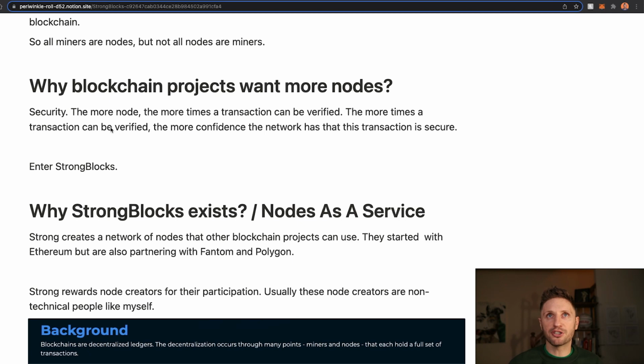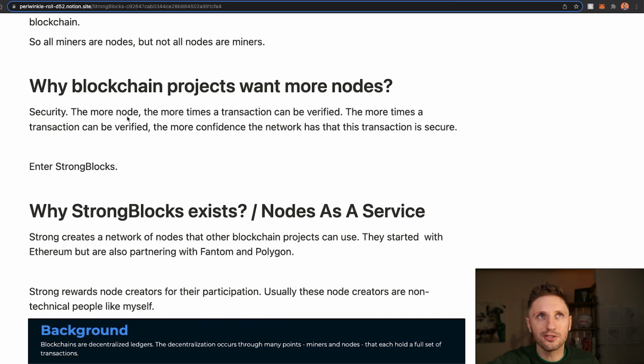So why would blockchain projects actually want more nodes? What's the value that StrongBlocks is bringing to the community by adding more nodes to the system? The simple answer is security. The more nodes, the more times that a transaction can be verified. The more times a transaction can be verified, the more confidence the network has that the transaction is secure.